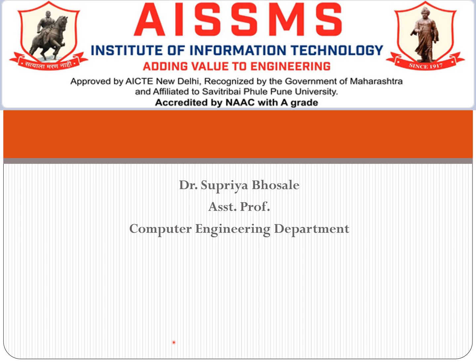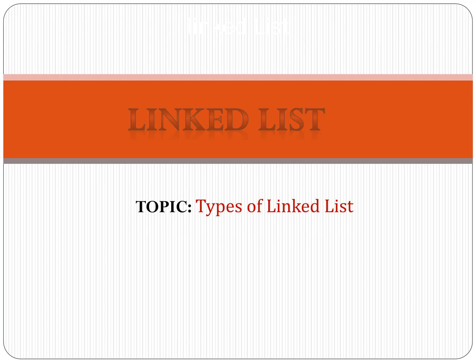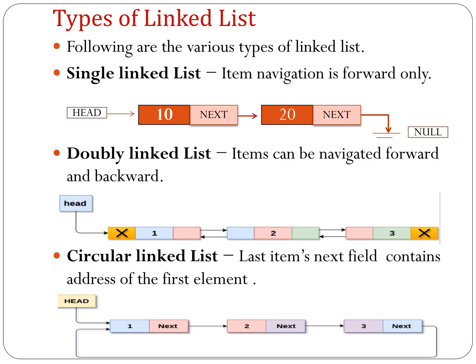Today we learn about a concept related to data structures and algorithms. The topic name is types of linked list. So this is about the types of linked list. There are three types of linked list. The first one is singly linked list, the second one is doubly linked list, and the third one is circular linked list.